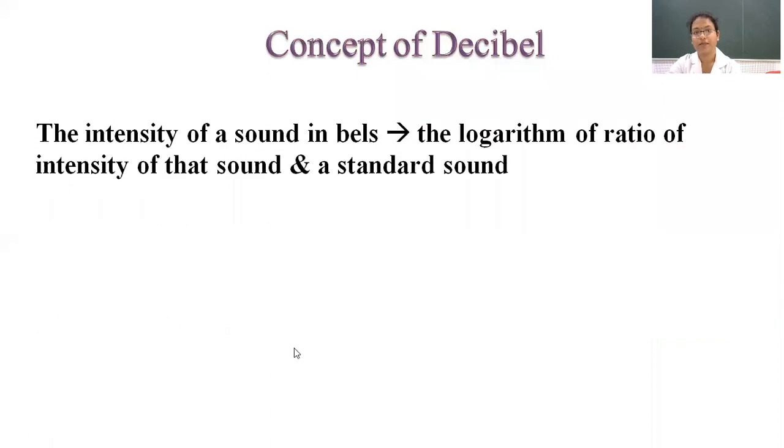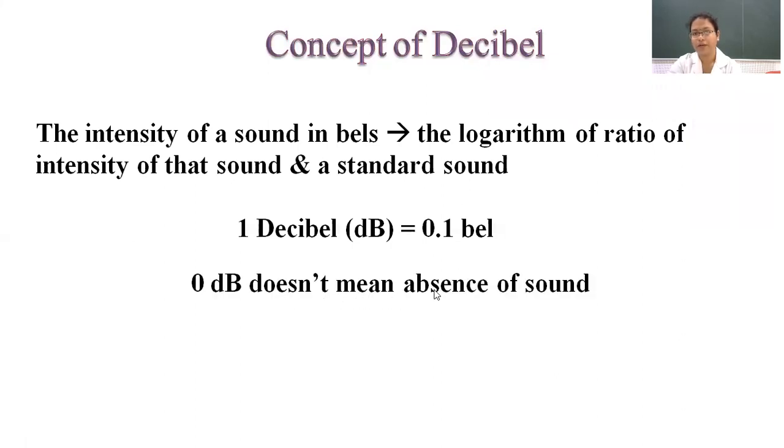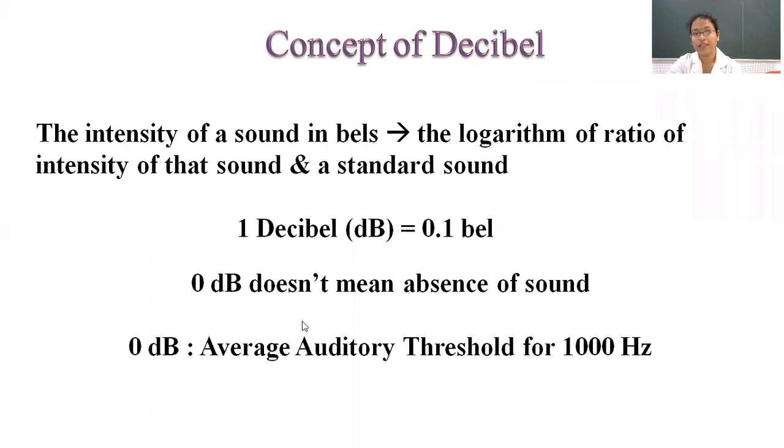Decibel is defined like this: the intensity of sound in bels is defined as the logarithm of the ratio of the intensity of that sound and a standard sound. Usually we take the unit decibel, which is 0.1 bel. Now, does 0 decibel mean absence of sound? No. It is the average auditory threshold for humans at 100 hertz. So 0 decibel means some sound is of course produced. It is not absence of sound.